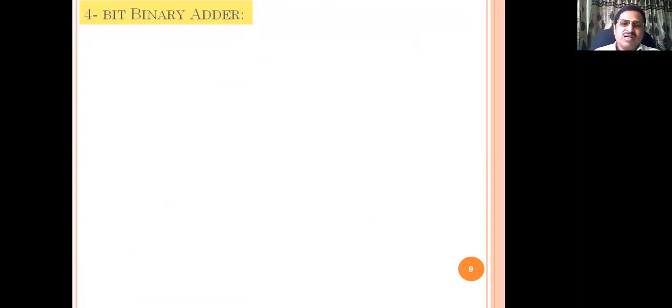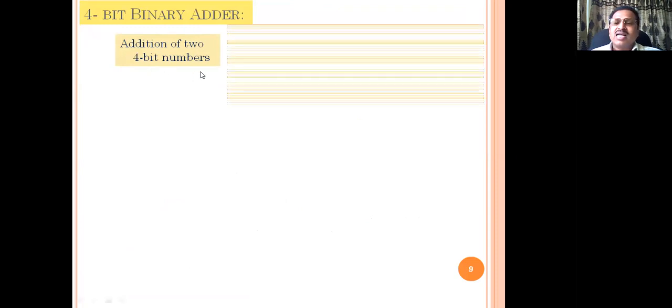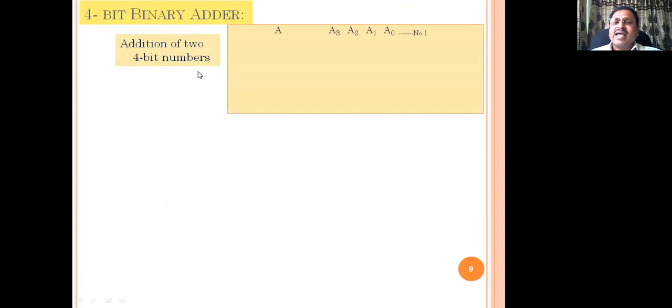The 4-bit binary adder is a logic circuit which can be used to add two binary numbers, each of 4 bits. Let us take an example of what you have learned, just as a part of review. Addition of two 4-bit numbers. Number A is of 4 bits, A3, A2, A1, A0. Number B is again of 4 bits, B3, B2, B1, B0. For addition, you can arrange them in columns vertically to add bit by bit. With every addition, it may cause a sum along with a carry also.